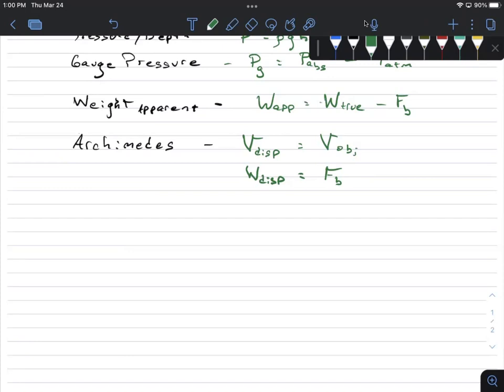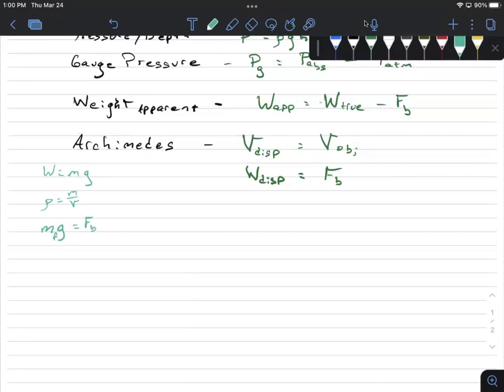And so what people do is they just replace weight of the water displaced. We know weight is mg, and we also know rho is m over V, right? Mass over volume. So what I can do is replace weight with mg. So mg for the fluid is the buoyant force.